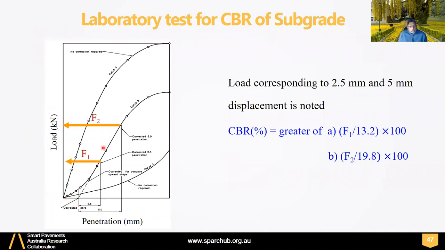So these are two typical curves, curve one, curve two, and three, if you like. So we measure the force corresponding to 2.5 millimeter and the force corresponding to 5 millimeter. Then we compare those forces with some standard forces for a reference material. So F1 divided by 13.2, and that ratio is given as a percentage. Then F2 is divided by 19.8, the reference load. And from these two percentages, the greater is reported as the CBR.